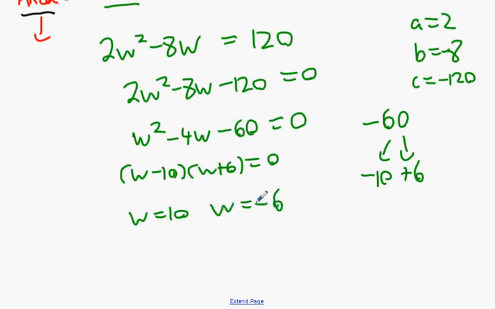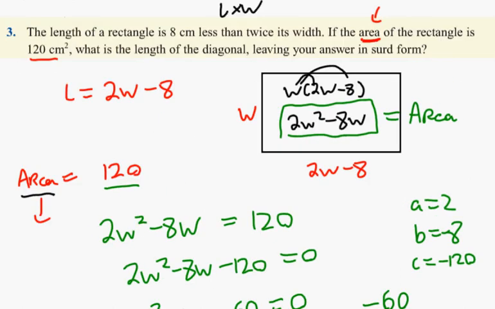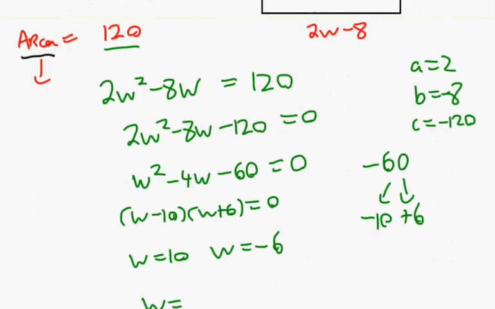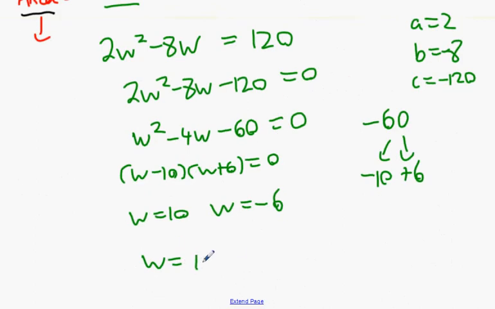Which answer is not acceptable? Why? You can't be minus width. I'm minus 2 meters wide. That door is minus 3 meters high. That makes no sense. So therefore, it has to be the positive answer. W equals 10.